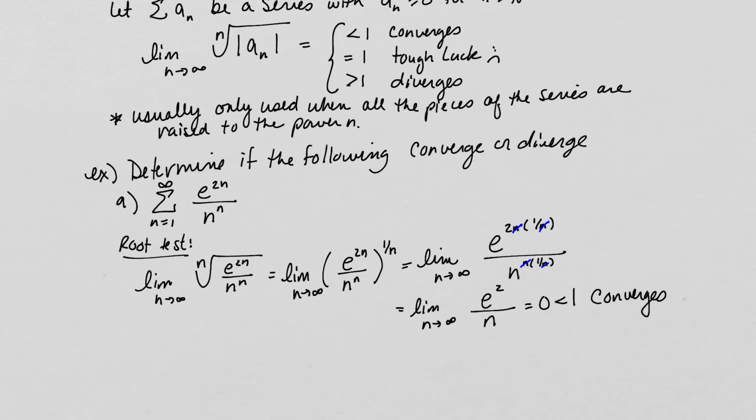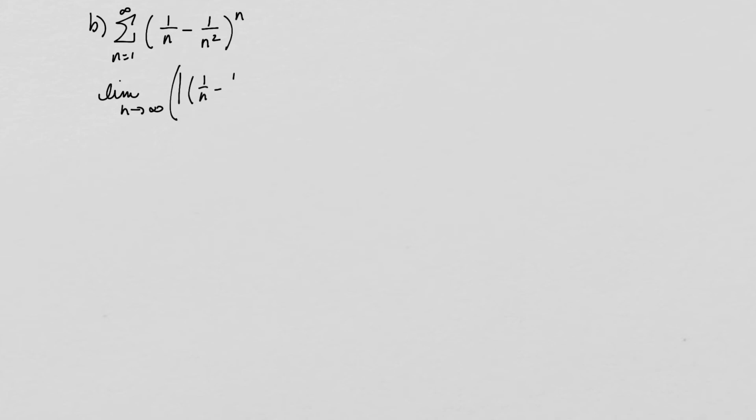Okay. I have one more root test problem. Like I said, the root test, you don't use it a ton of times, use it some of the time. So, B, summation n equals 1 to infinity of 1 over n minus 1 over n squared, all raised to the nth power. So again, all of my stuff is raised to the nth power, so I might as well try the root test. So this is going to be the limit as n approaches infinity of the absolute value, so parentheses, this stuff, 1 over n minus 1 over n squared to the n, all raised to the 1 over n power. So that's that, taking the nth root.